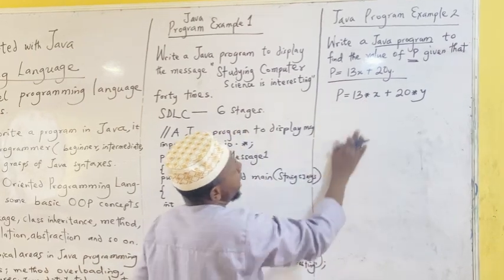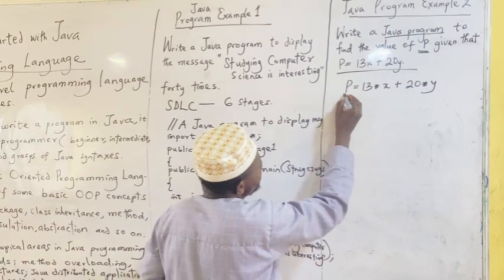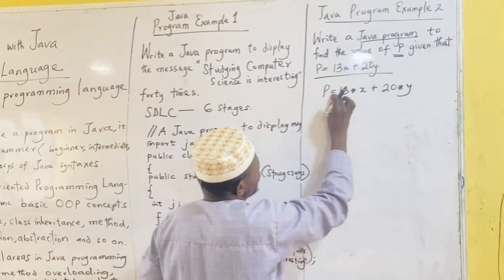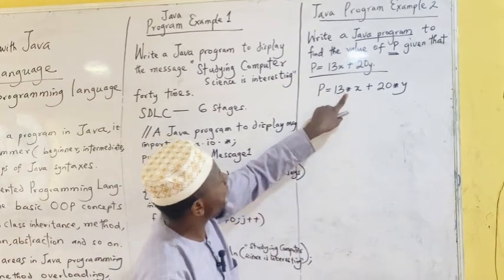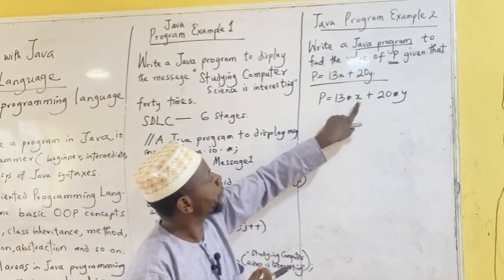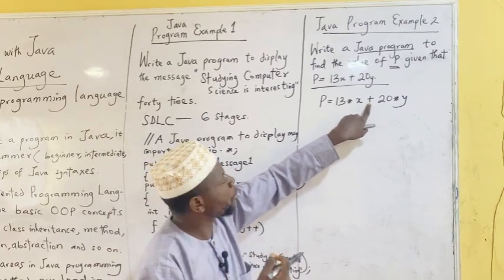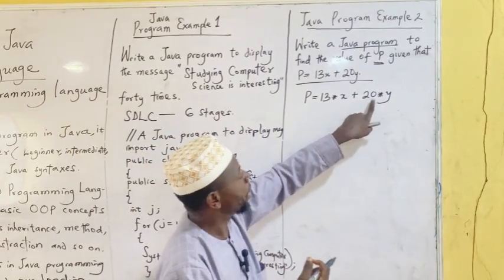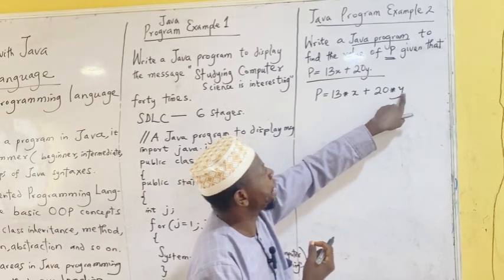That's what I'm doing. Having done this proper analysis, P is the output variable, is what I'm looking for. Equal to is an assignment operator. 30 is a constant. Asterisk is a multiplication. X is an input variable. Plus is an operator, arithmetic operator. 20 is a constant. Asterisk is an operator, also arithmetic operator. Y is another input variable.